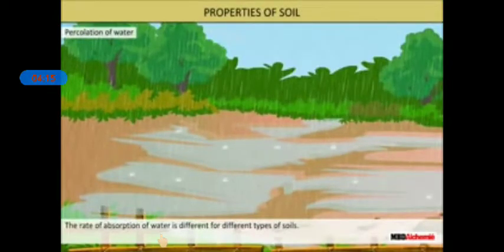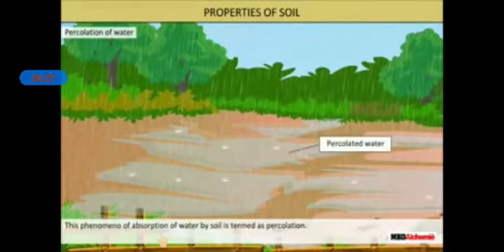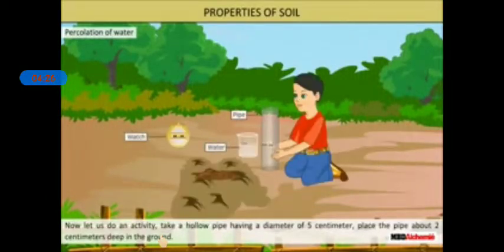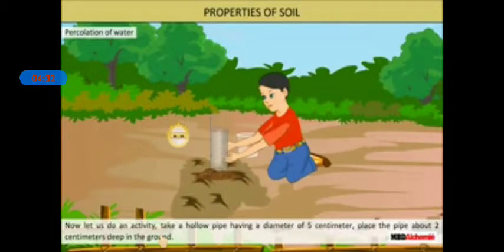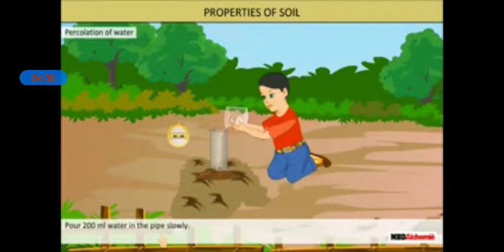The rate of absorption of water is different in different types of soils. This phenomenon of absorption of water by soil is termed percolation. Now, let us do an activity. Take a hollow pipe having a diameter of 5 centimeters. Place the pipe about 2 centimeters deep in the ground. Pour 200 milliliters of water in the pipe slowly.